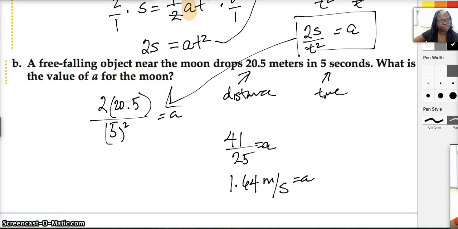All right, actually 1.64 meters per second squared. My bad, because our time is squared down there and acceleration is in meters per second squared, and we'll talk about that when you get into physics.